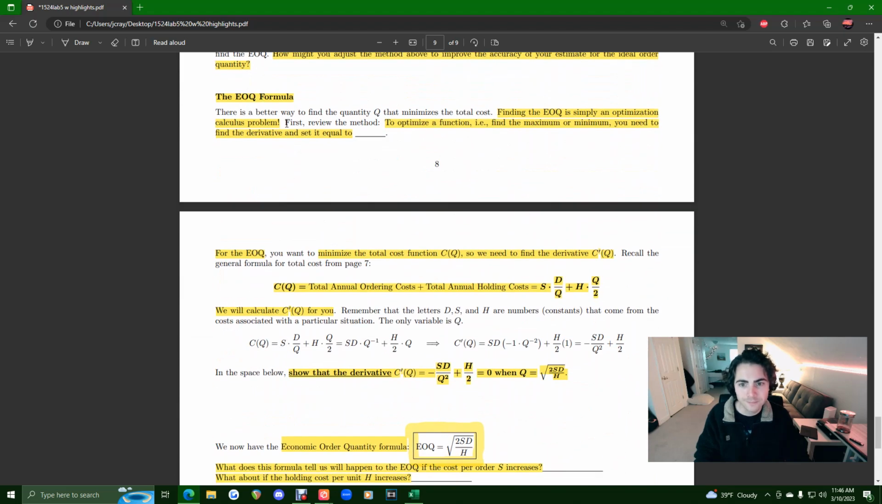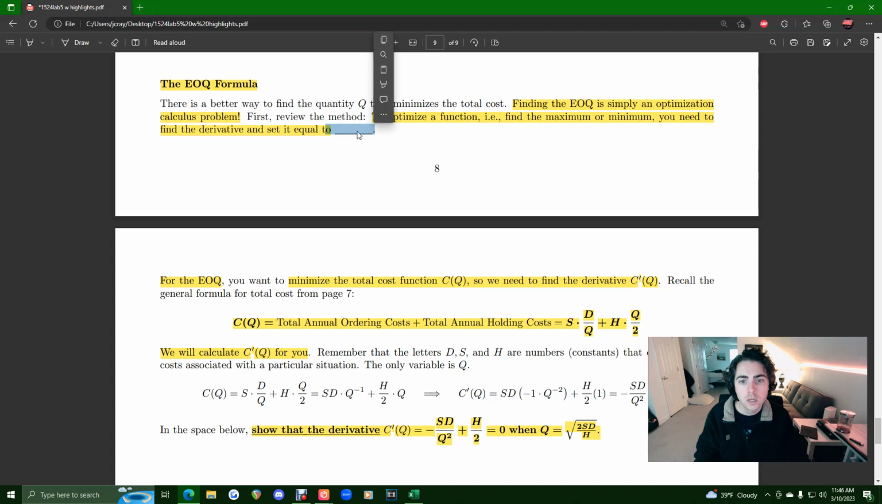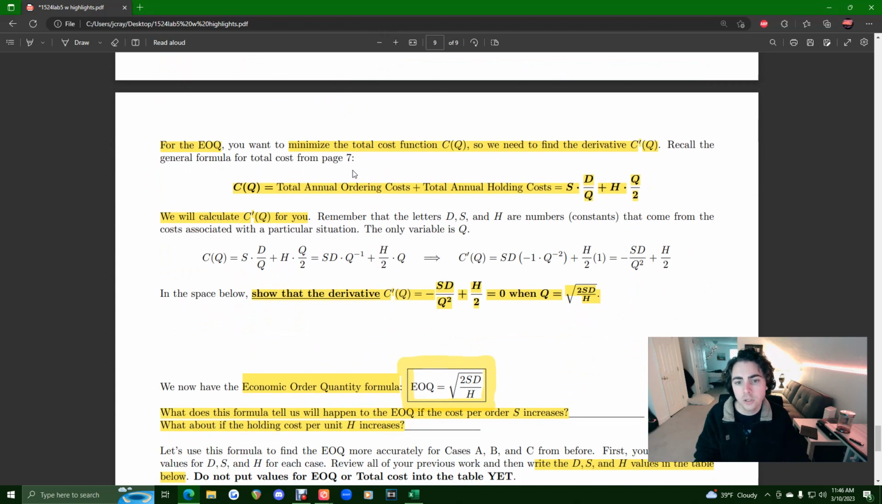EOQ formula. So there's a better way to find the quantity Q that minimizes the cost. Finding the EOQ is simply an optimization calculus problem. To review, to optimize a function, finding the max or min, you need to find its derivative and set it equal to 0. For the EOQ, minimize the total cost function C. So we need to find the derivative C prime. Again, they give us this equation for total cost, the one that only included the Q. We will calculate C prime for you.